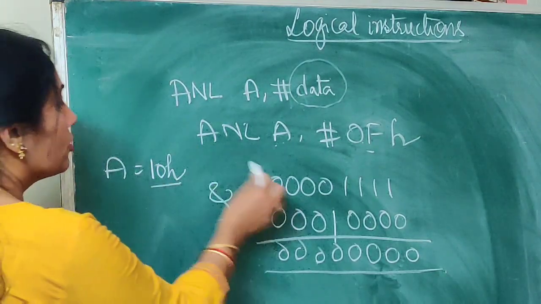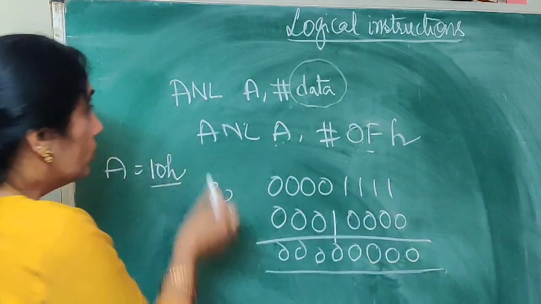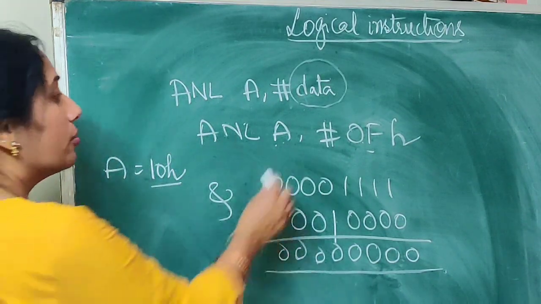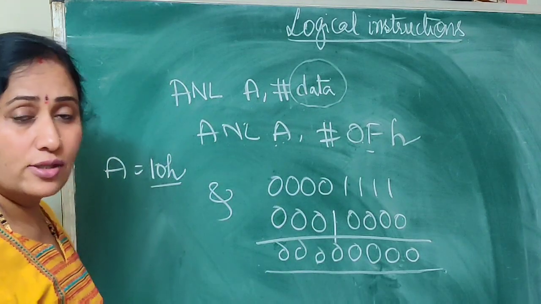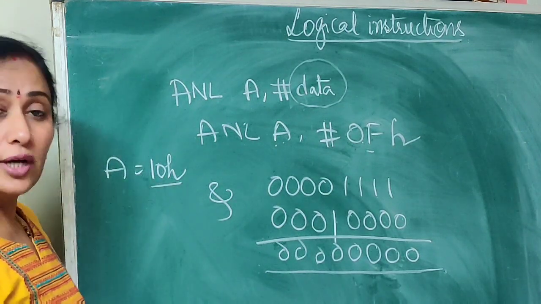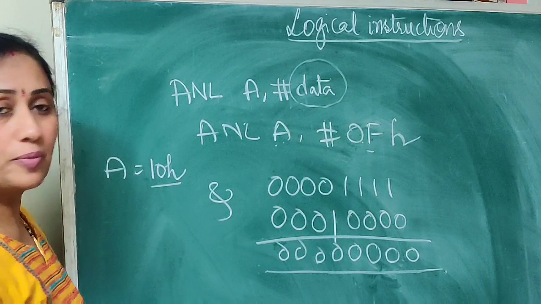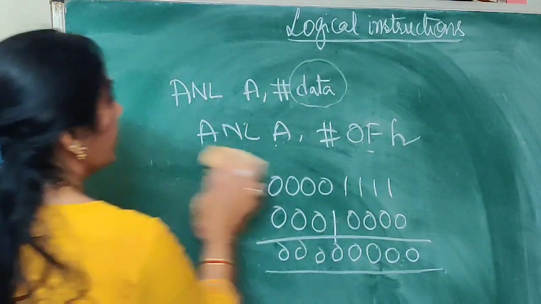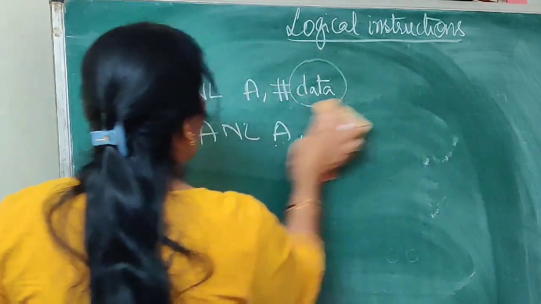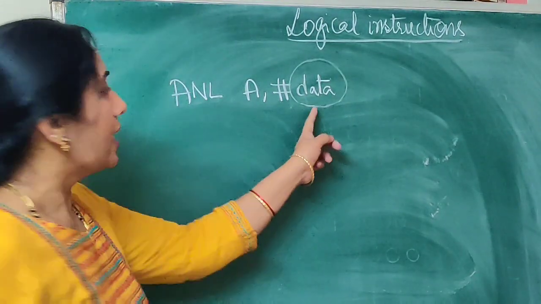Okay, so this is the example of how the AND operation is going to be performed between the source and the destination. Which particular flag is going to get affected? It is only the parity flag, because I am not performing any arithmetic operation over here. Okay, so here the source, how I have specified, is the immediate addressing mode.